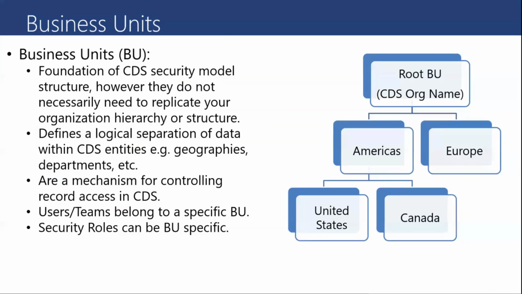So business unit is, again, foundational to a secure security model structure, right? But usually people confuse a business unit structure with an organization structure. It should really not replicate your organization structure. It may in certain cases, but ideally you should avoid it, right? And you should design it more from an application security boundary or data segmentation standpoint.